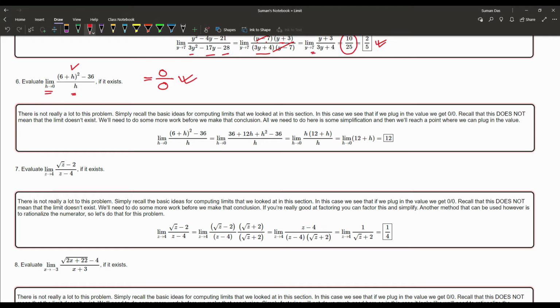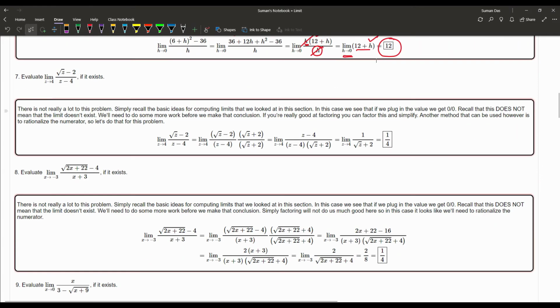In that case, 6 plus h whole square minus 36, we are expanding it and we are getting h as a common, h into 12 plus h for the numerator part, and the denominator is only h. So we can cancel the h from here and we are getting limit h approaching to 0, 12 plus h, and putting the value of 0 for h, we are getting the result as 12. So let's check the next problem.